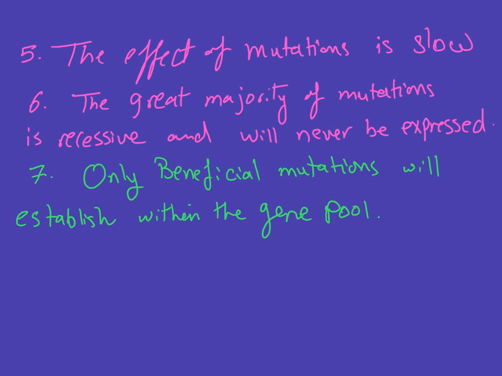Most of the mutations are ineffective, or the effective mutations happen very slowly, not rapidly. The great majority of mutations are recessive. If they are recessive, they will never be expressed, at least in the first or the second generation. Only the beneficial ones will be expressed and will get established within the gene pool, and this will bring about evolution or speciation.